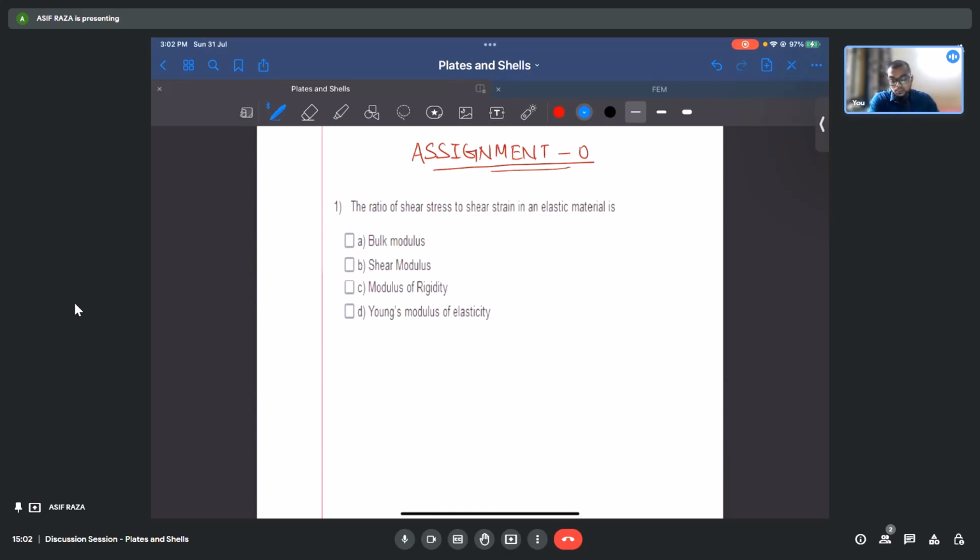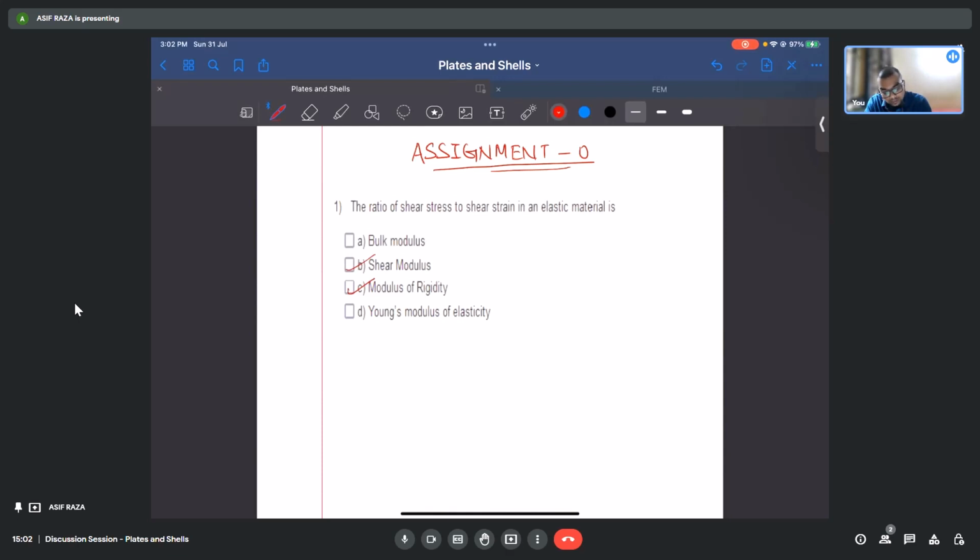What is the first question? The first question is: the ratio of shear stress to shear strain in elastic material is. The first option is bulk modulus, second option is shear modulus, third option is modulus of rigidity, and the fourth option is Young's modulus of elasticity. So what would be the correct answer? The correct answer of this question is B and C, shear modulus and modulus of rigidity. But we need to know what A and D are as well.